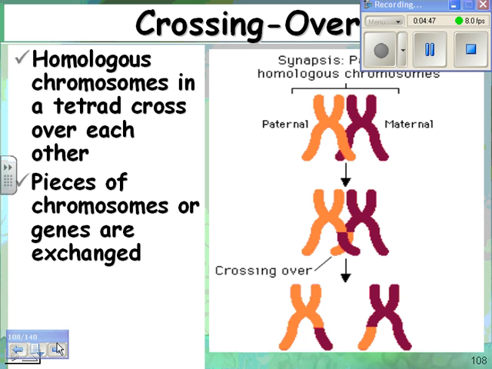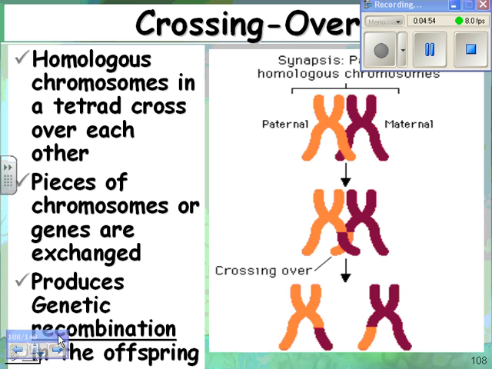And the pieces of chromosomes or genes are exchanged. And this actually happens before they condense up, but it's easier to show you like this. So this produces genetic recombination in the offspring. So you are different from your brothers and sisters and different from your parents. You and your siblings have the same parents, but you got different combinations of that DNA. And you'll have the ability to form tons and tons of different kids because your chromosomes will cross over and you'll give them different combinations of your parents' DNA.